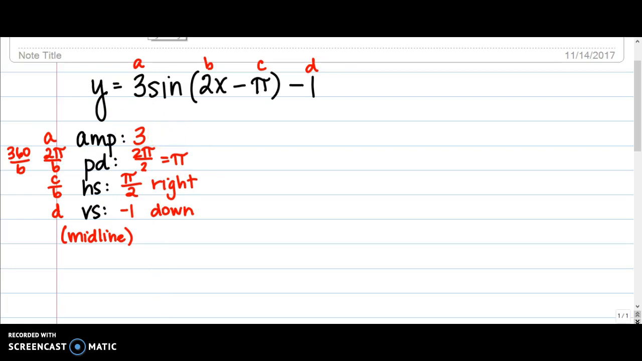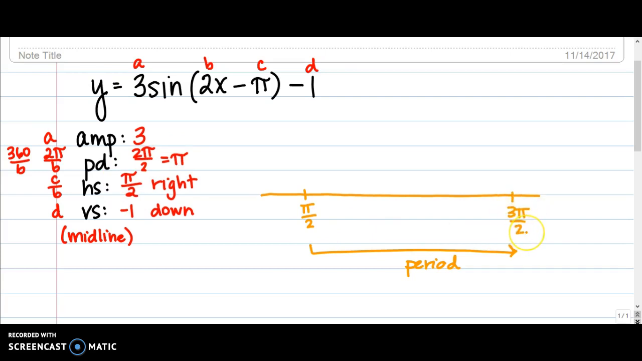I'm going to make it orange. I'm going to go ahead and draw my x-axis. Now my sine curve is going to start at π/2, meaning I'm going to start it at π/2. The ending point is going to be the period away from that. Because our period is π, if I take my π/2 and add π to that, that tells me that this cycle will stop at 3π/2.